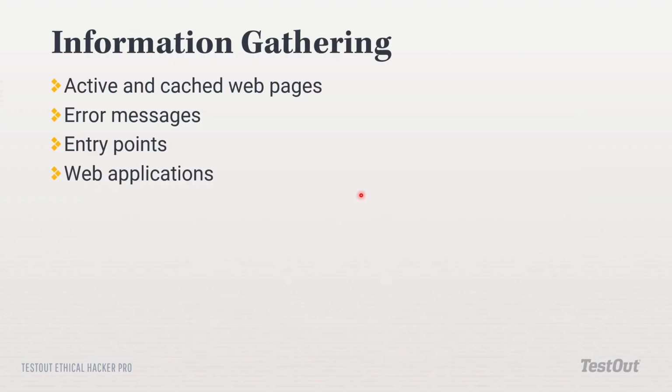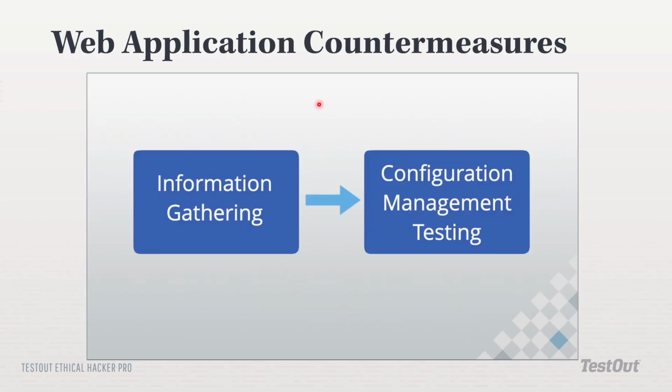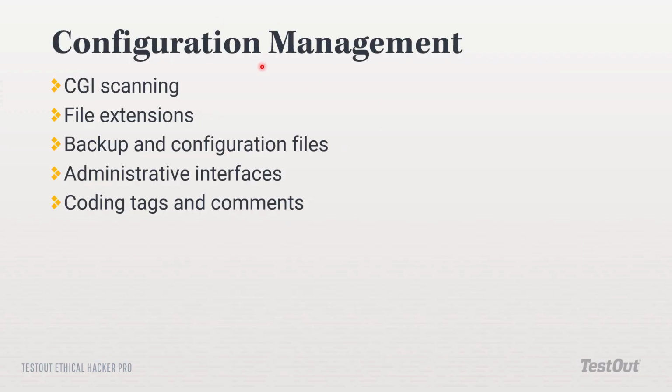All right, so what about information gathering? That's going to give us our active and cached website pages, our error messages, our entry points, and our web applications. Okay, we're gathering information on these things. We'll take a look at the configuration management testing. And so what is that? Well, configuration management is like the CGI scanning, the file extensions, backup and configuration files, administrative interfaces, and coding tags and comments.